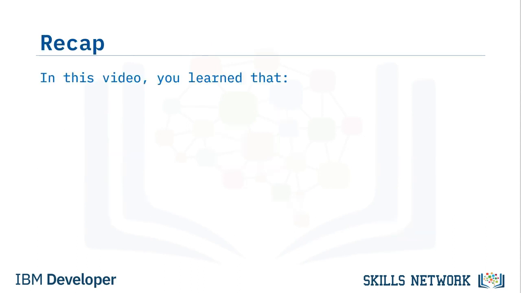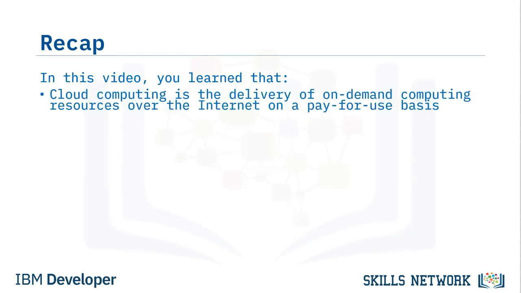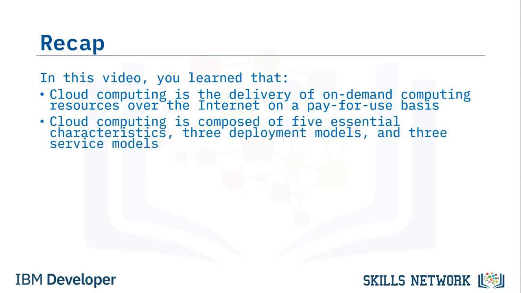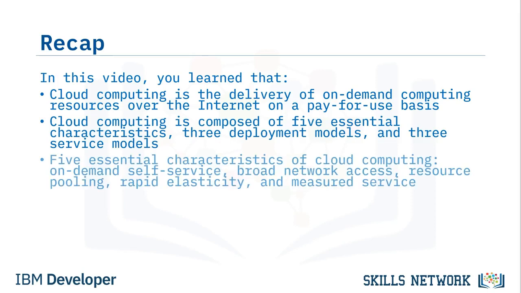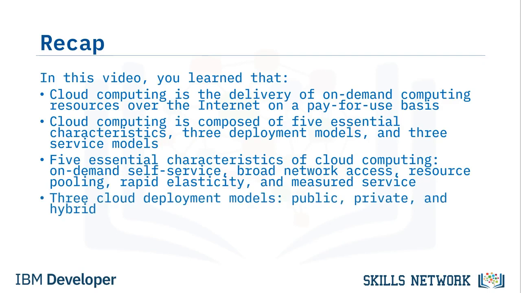In this video, you learned that cloud computing is the delivery of on-demand computing resources over the internet on a pay-for-use basis. Cloud computing is composed of 5 essential characteristics, 3 deployment models, and 3 service models. The 5 essential characteristics of cloud computing are on-demand self-service, broad network access, resource pooling, rapid elasticity, and measured service. There are 3 types of cloud deployment models: public, private, and hybrid.